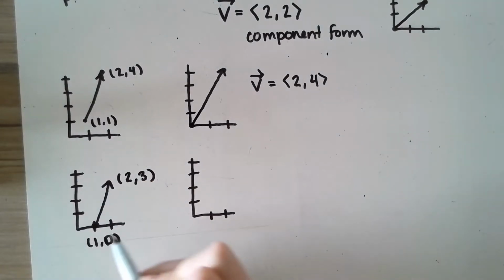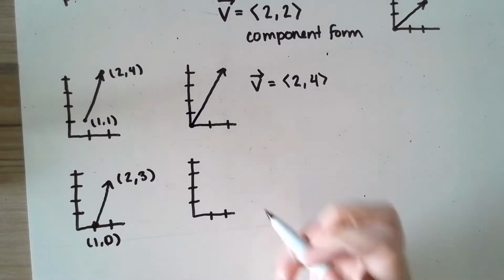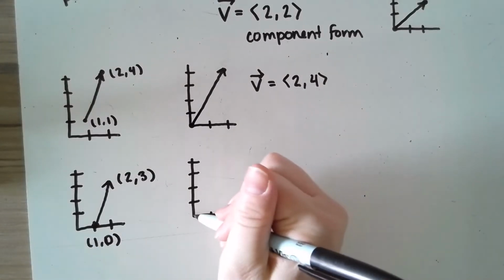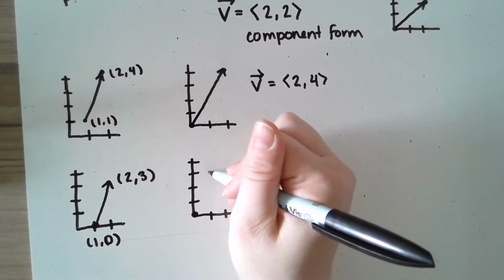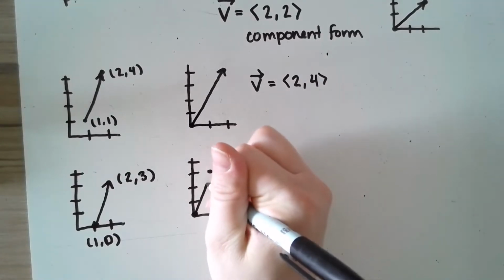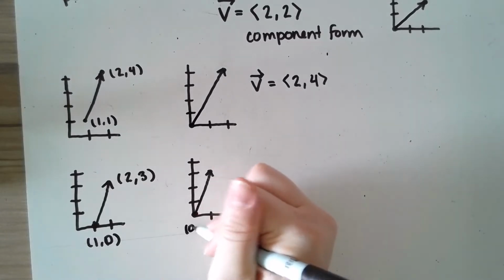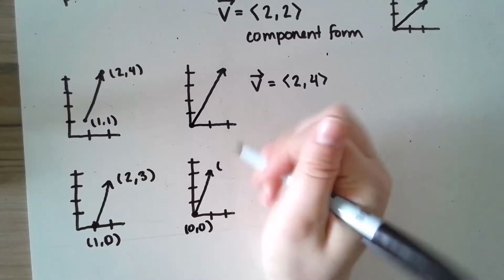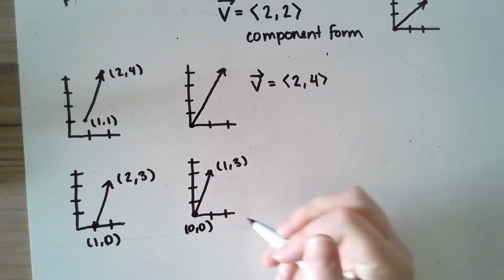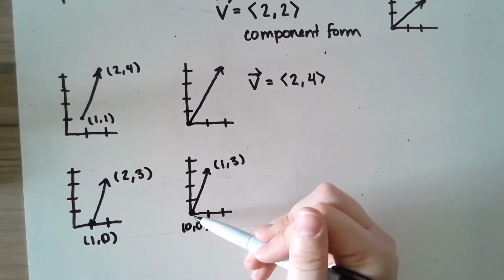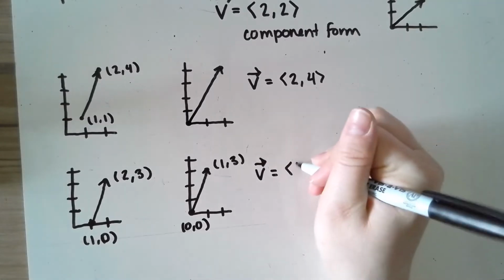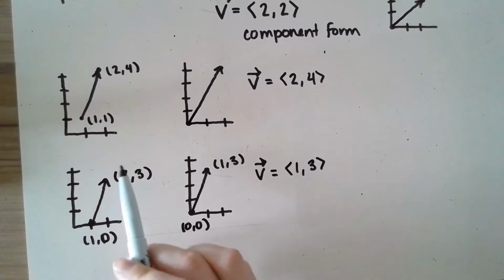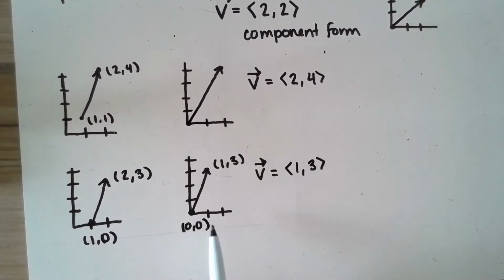And to get the x value to be 0, we shift it back 1. So we're now at (0, 0), and our x value for our terminal point is now 1, and the y value stays the same. So now our vector starts at (0, 0) and ends at (1, 3). And this we can put into component form since it starts at (0, 0). So this vector v is <1, 3>. And these two vectors are the same, but this one starts at (0, 0), and so we can put it into component form.